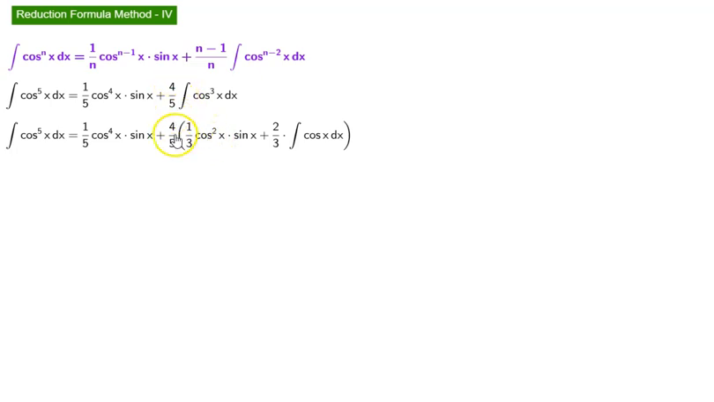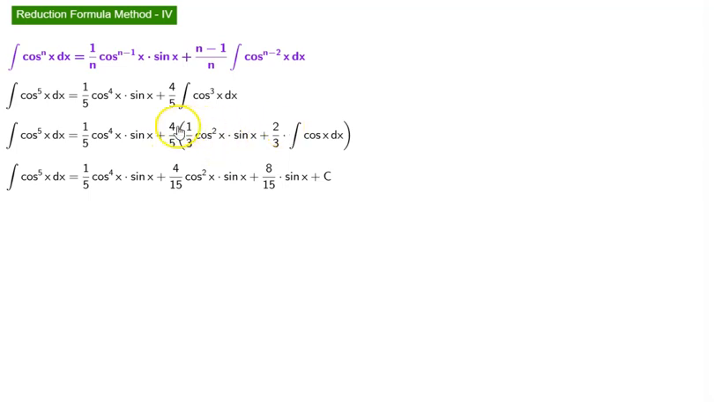So 4 by 5 will be common. 1 by n, that is 1 by 3 times cos to the power of 3 minus 1, that is 2x times sin x plus n minus 1, that is 3 minus 1, 2 divided by n, that is 3 times the integral of cos x dx. So here the exponent has become 1, 3 minus 2.